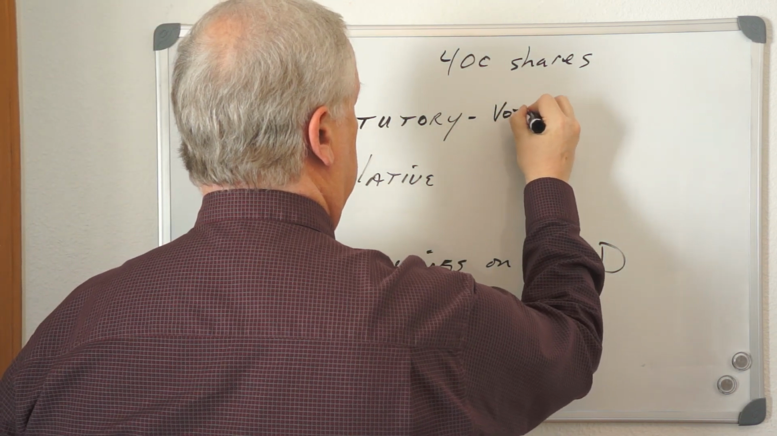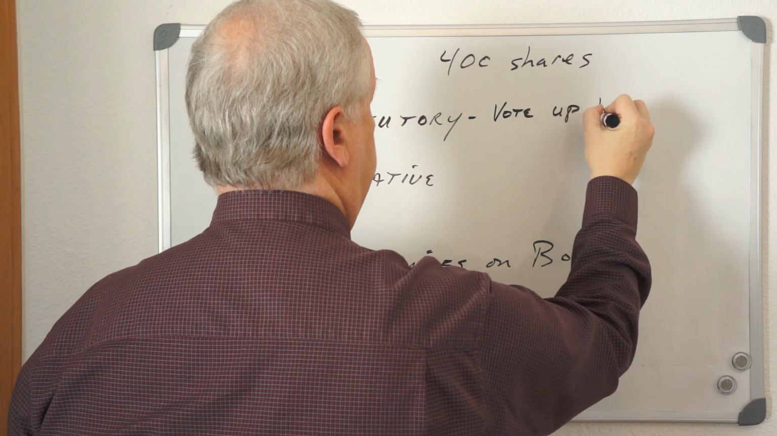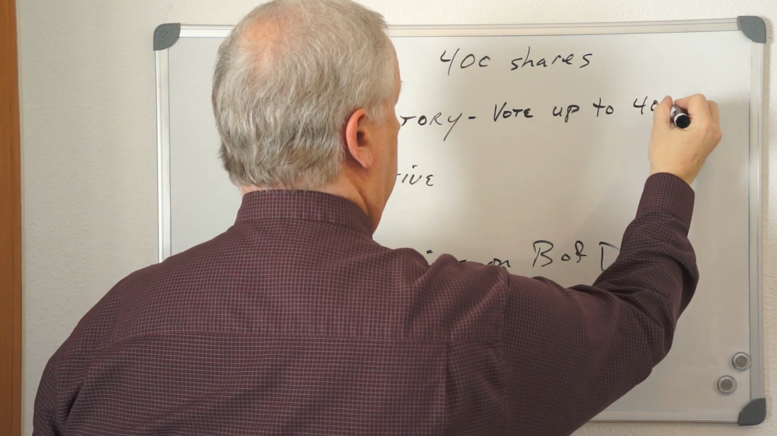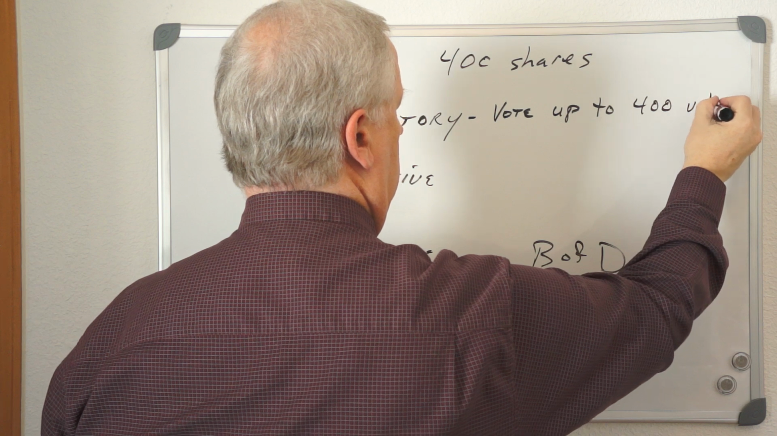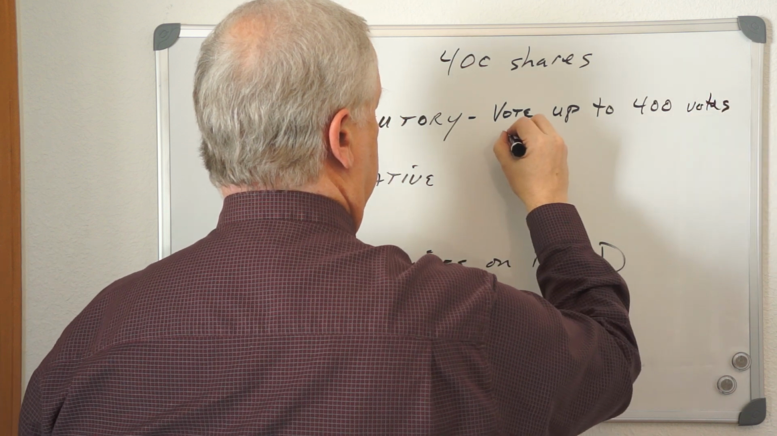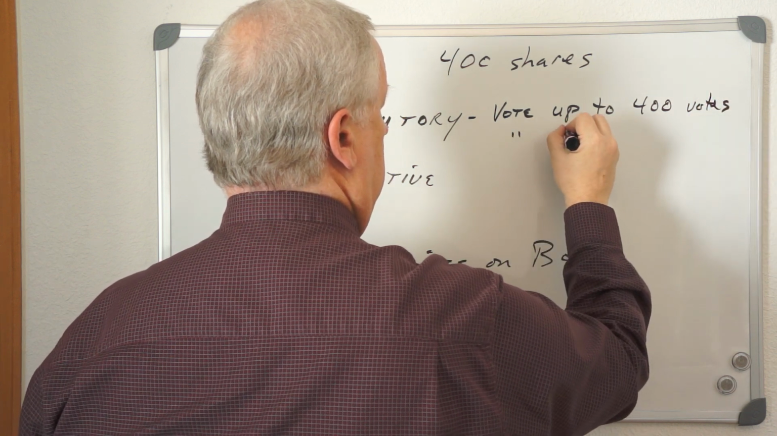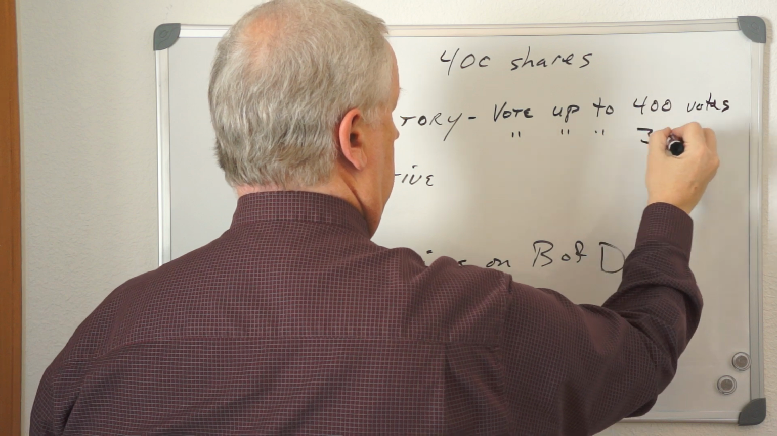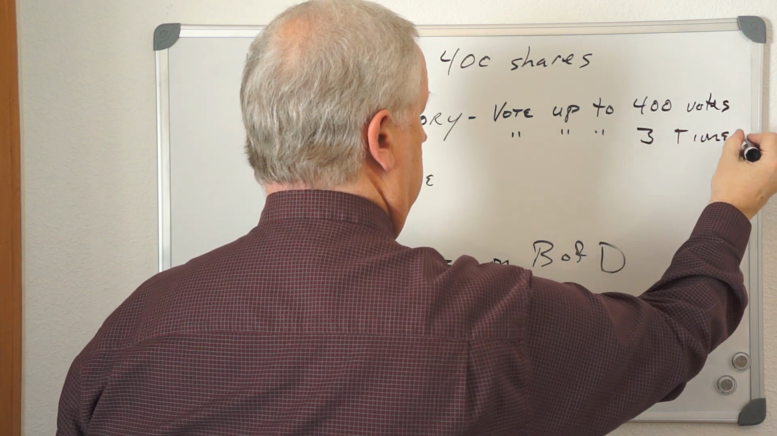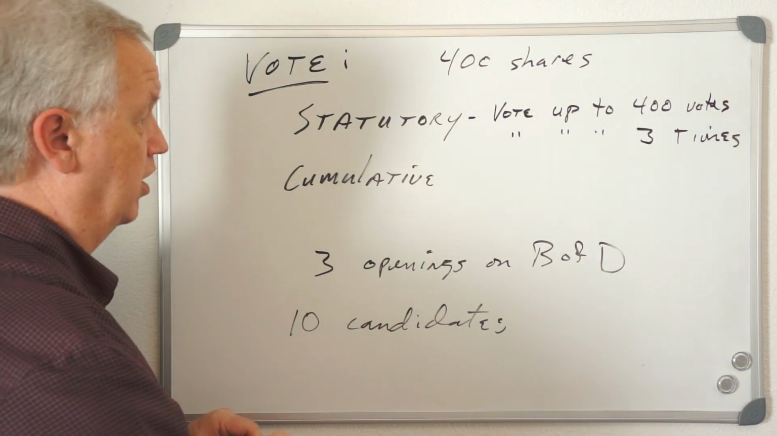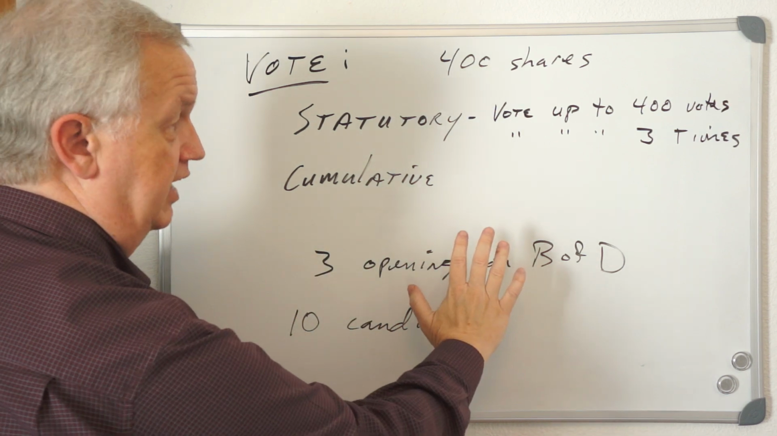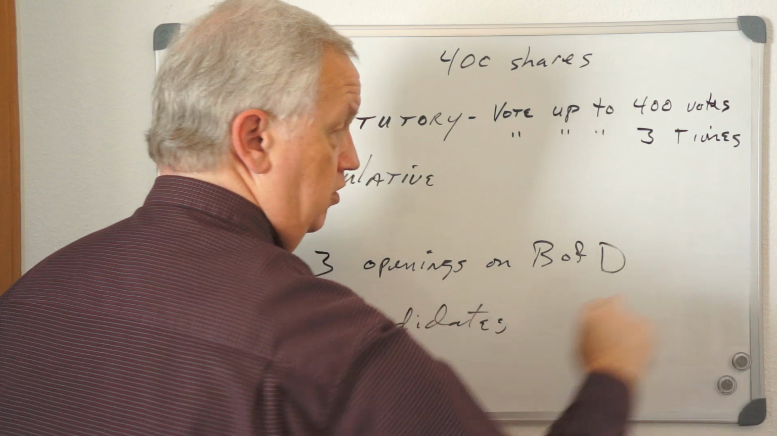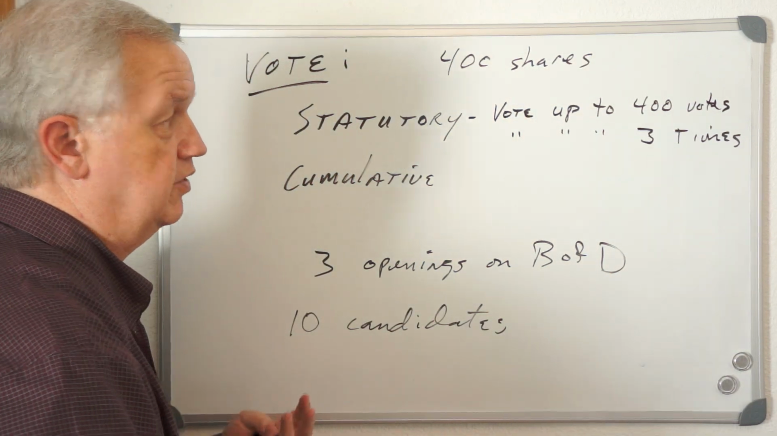Vote up to 400 vote 3 times. You can take your 400 votes and say 400 for this candidate, 400 for that candidate, 400 for this candidate over here. That's how you can vote.